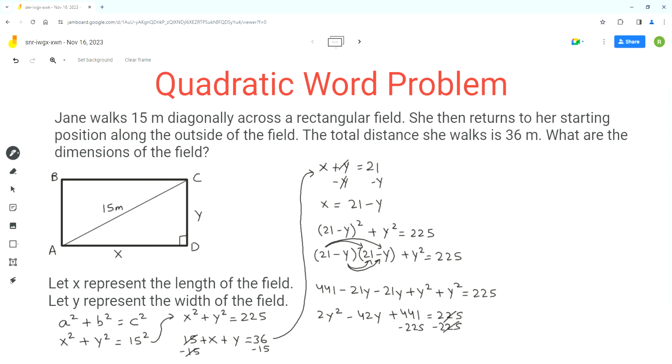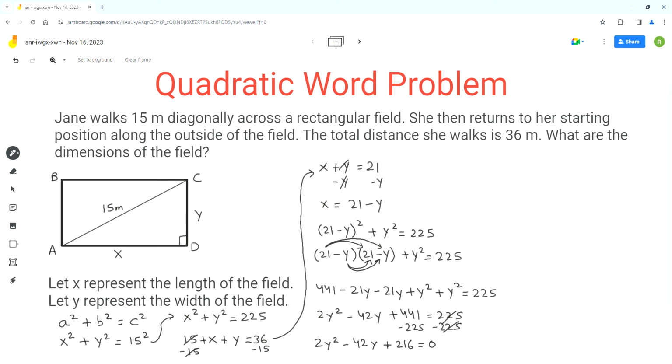So the 225s on the right side cancel each other out, and on the left side we get 2y squared minus 42y plus 216 equals 0. Now this is a quadratic equation. So we have to solve this quadratic equation to find the value of y.